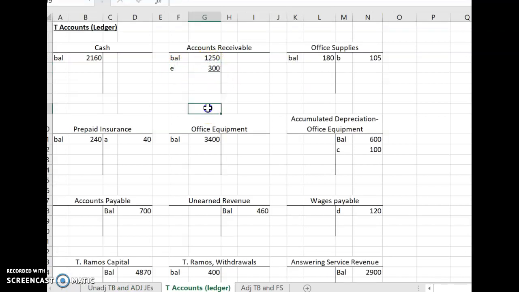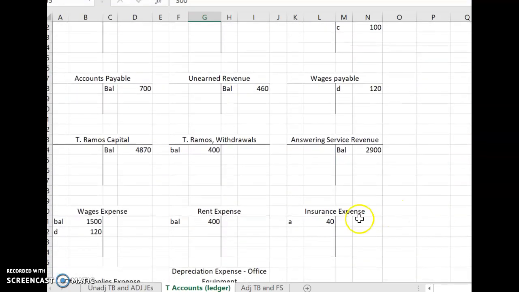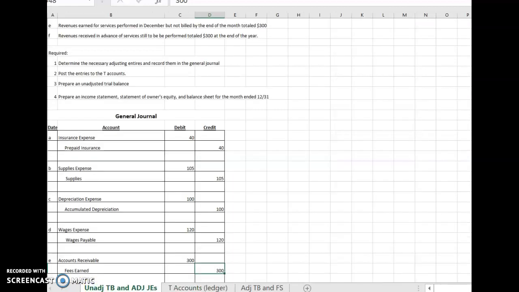So debit accounts receivable and credit your revenue. Okay, I've been calling it fees earned, but it's actually answering service revenue, so we will fix that.